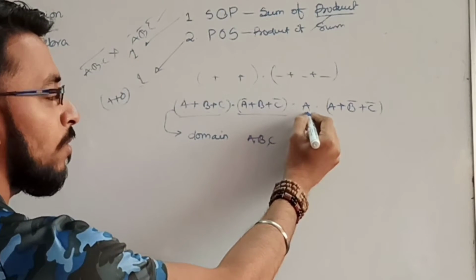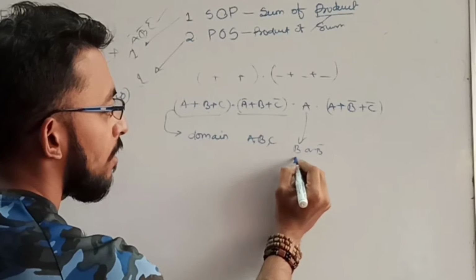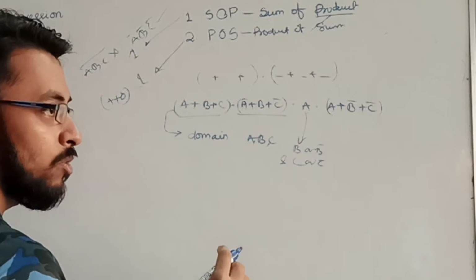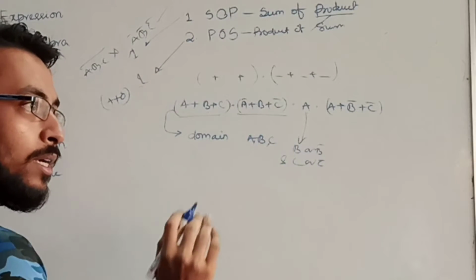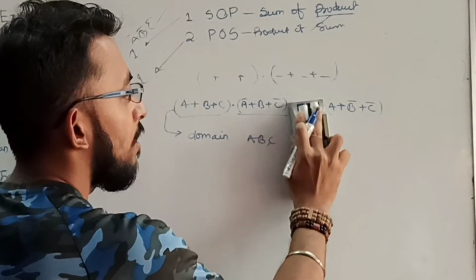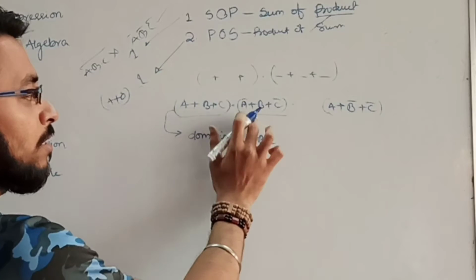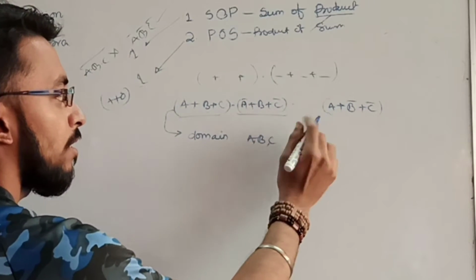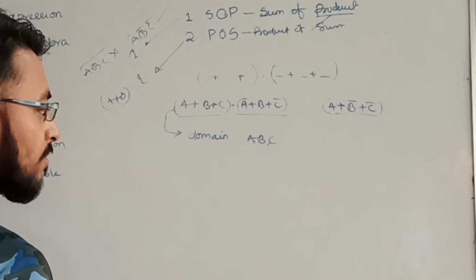But in this case only A is there. It means B and C are absent. B or B bar and C or C bar, these two terms are absent. So how to fix this? If those are there, then only it is standard form. I can say this is my standard form. So this is one expression. These 3 are ANDed, and inside this they are OR. Then this is a standard form because each and every domain is present.